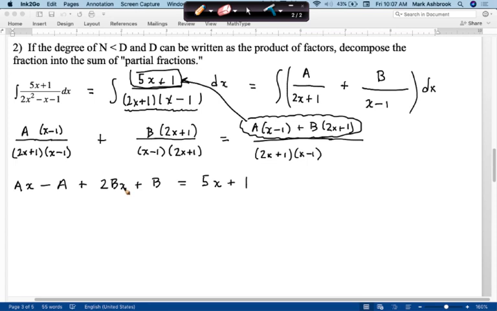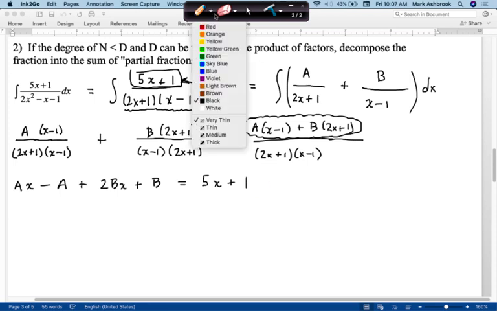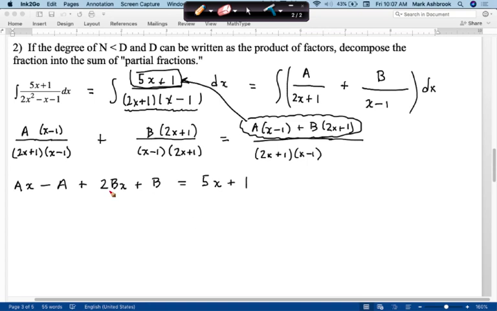Okay, so look, we have a linear term and a constant term. So the coefficient of the linear term, the x to the first, on the left has to equal the coefficient of the x to the first term over here, and then the constant on this side has to equal the constant over here. So that gives us a couple equations. So linear terms, let's do red here. So what are our linear terms? Linear coefficients. A and 2B.